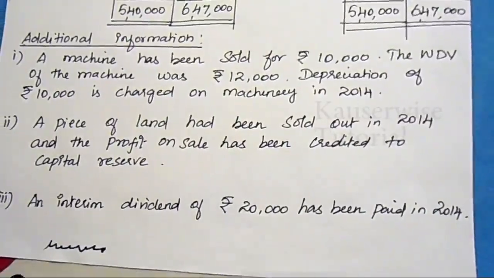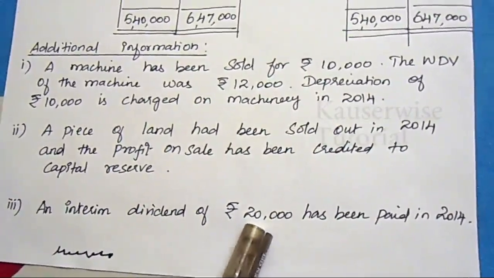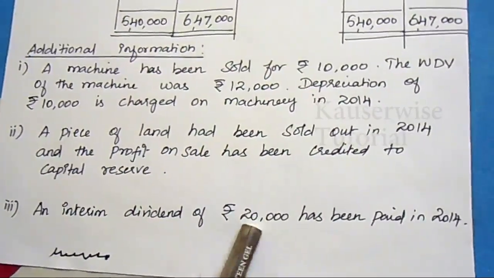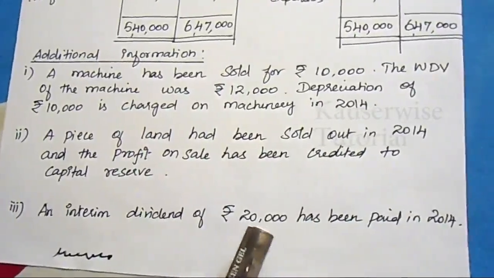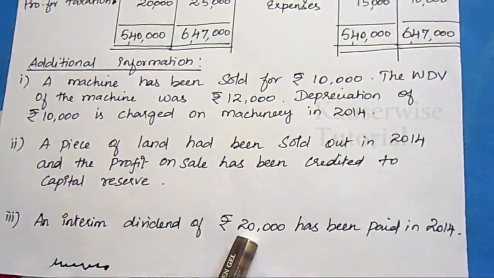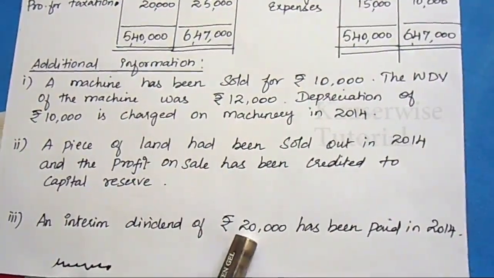So this will be recorded in two places. One is while you prepare the fund from operation, you need to add it along with the net profit. Why? Because it is a non-operating transaction. So this will be added back with the net profit, and the same thing will be shown in the fund flow statement under the heading of outflow of fund, that is application of fund.